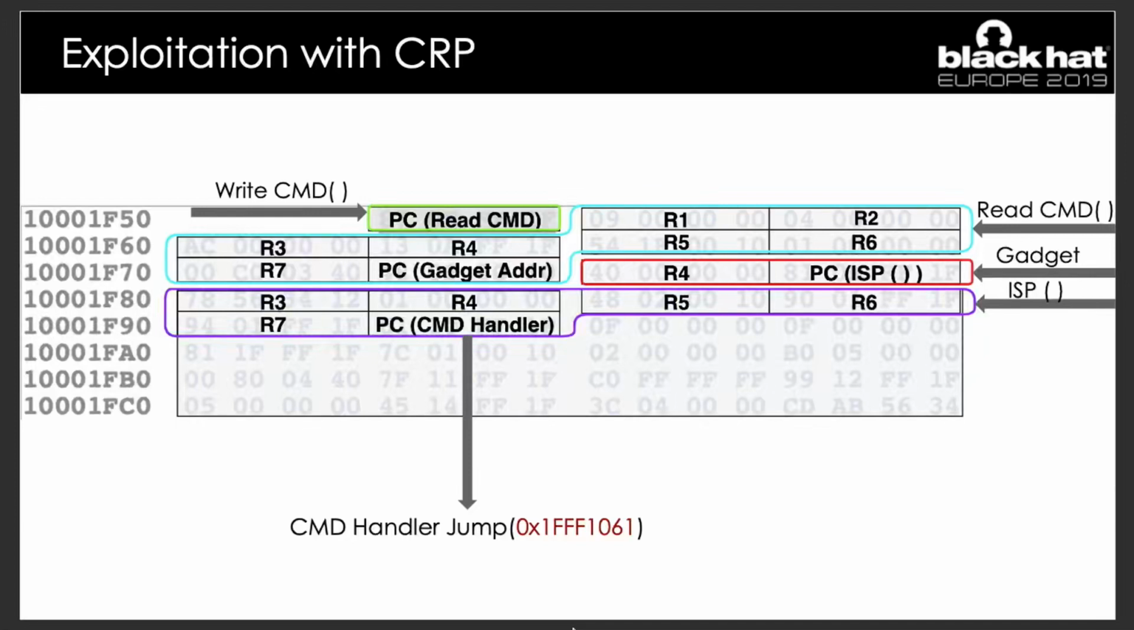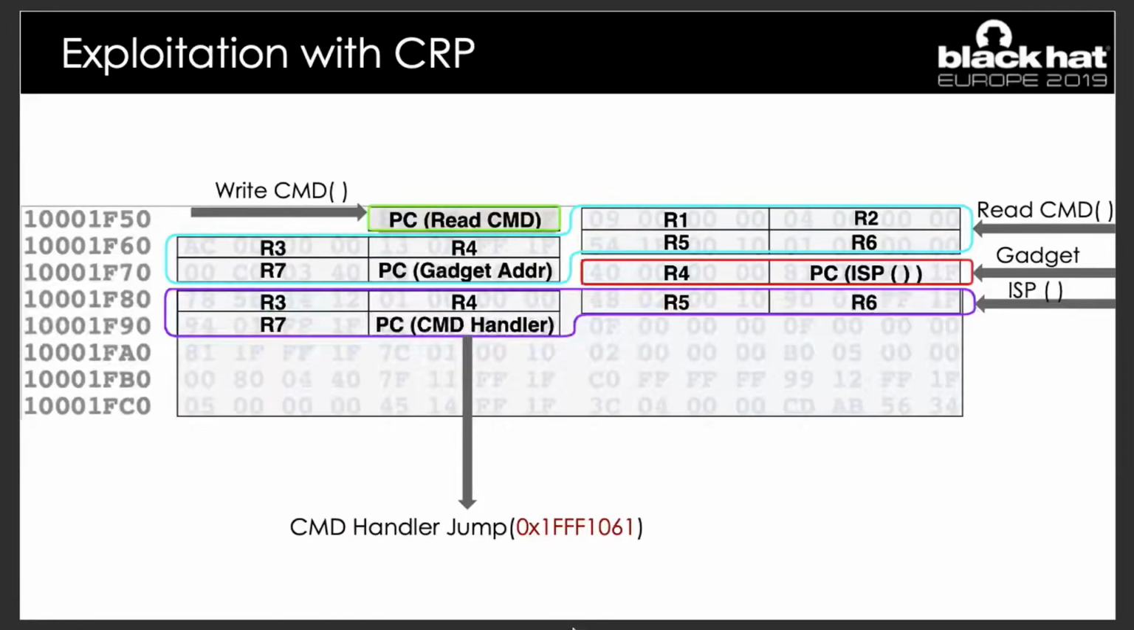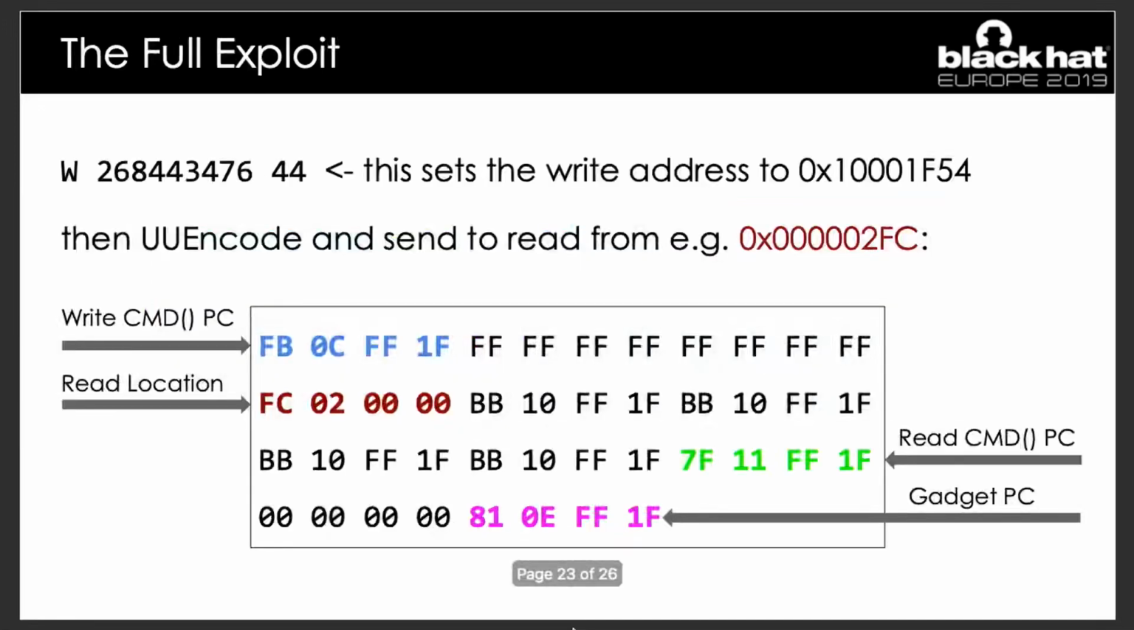Then we found that the PC of this ISP function has this address inside it, 1061. It's the same as 1060 here, but because LPC 1343 uses some mechanism that's called thumb mode, it makes the addresses +1 inside the stack. So we found this address inside the PC, so we didn't have to overwrite another PC to go to the command handler. And so our final exploit looked something like this.